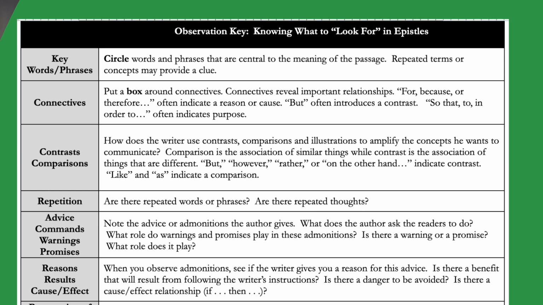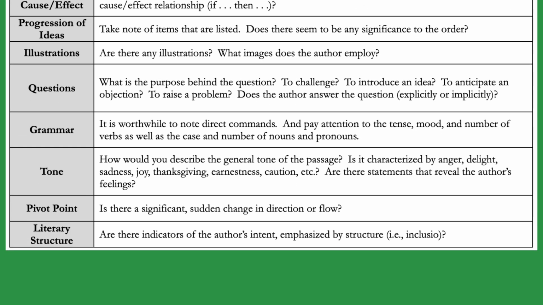Reasons, results, cause, and effects is the next one. When you observe admonitions, see if the writer gives you a reason for this advice. Is there a benefit that will result from following the writer's instructions? Is there danger to be avoided? Is there a cause and effect relationship, if then? So we want to think through these types of things as they relate to reasons, results, cause, and effects.